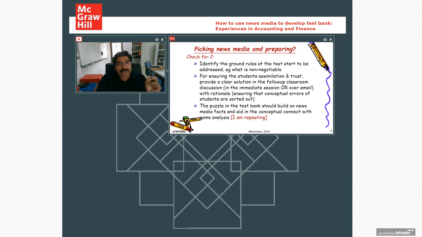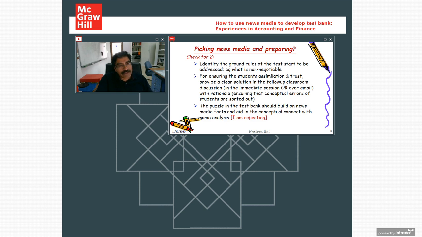Right. Now, the second suggestion which I have is to identify the ground rules for the test at the start. For example, whatever is non-negotiable, please clearly mention at the start of the news media. What I mean to say here, Professor Vikas and Professor Tanu, is that we need to have some ground rules. For example, let me give you one example.